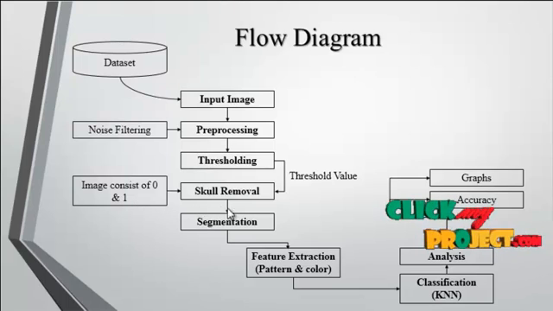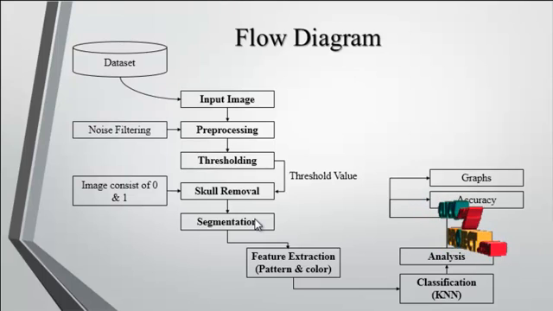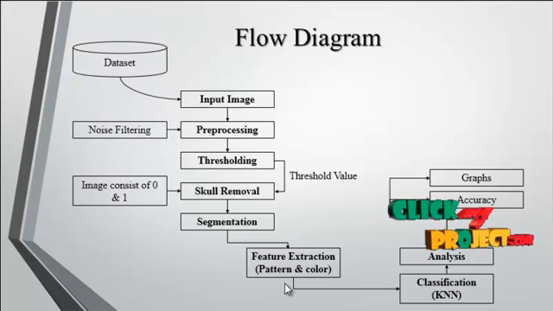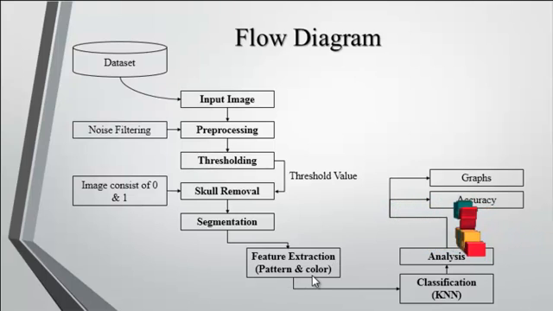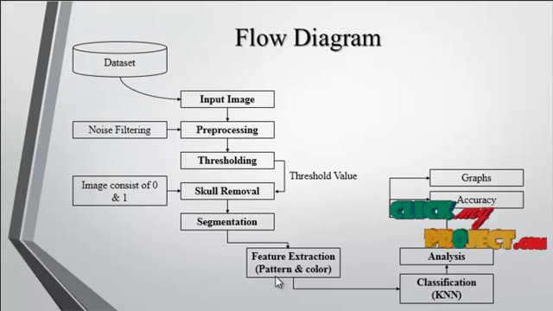After the skull stripping, segmentation is carried out. In this segmentation part, the tumor is segmented, that is, the tumor extraction is carried out and the other backgrounds are eliminated. After the tumor extraction, feature extraction is carried out using patterns and colors. Here the pattern feature is extracted using the LBP, that is the local binary pattern, and the color feature is extracted using the histogram.